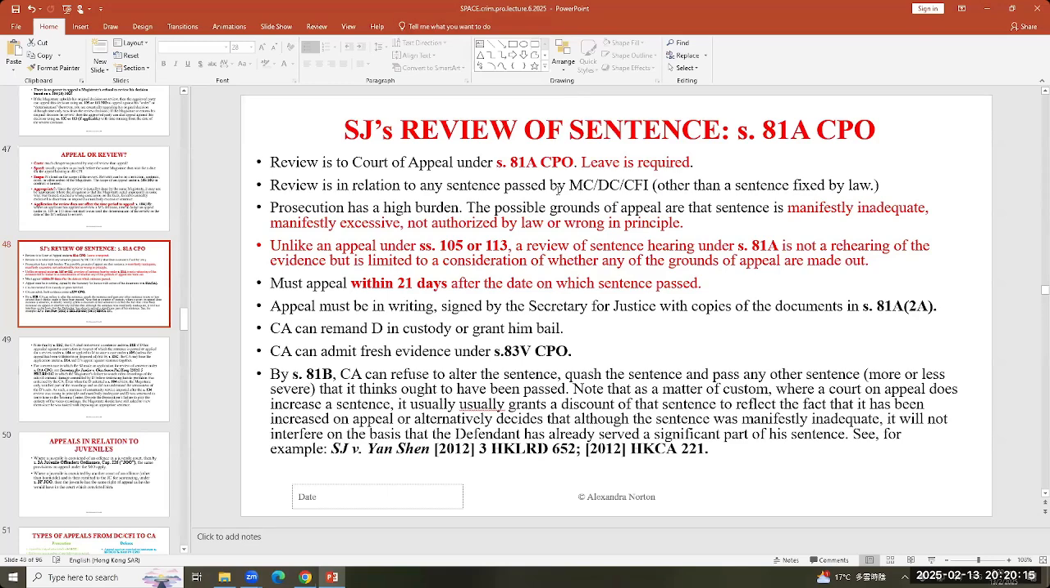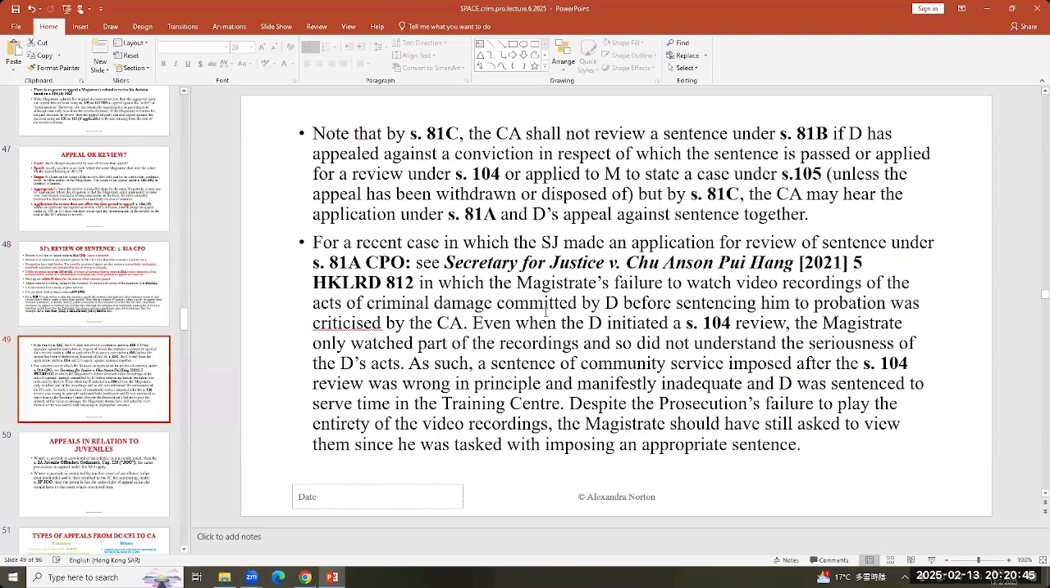If the court, by the way, does increase the sentence on appeal, right? So it thinks that the sentence was manifestly inadequate, so it increases the sentence on appeal, usually to reflect the fact that the defendant originally thought he was getting a more lenient sentence. What they will do is they will say what the appropriate sentence should have been, and then they will give some reduction on that to reflect the fact that the sentence is being increased on appeal. And I think you can read this next slide yourself.